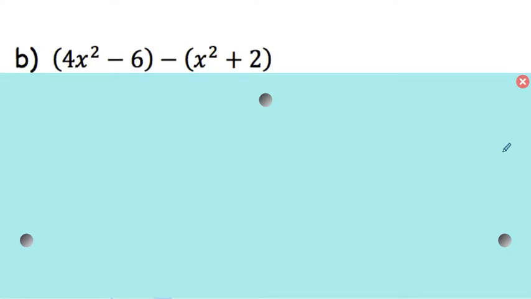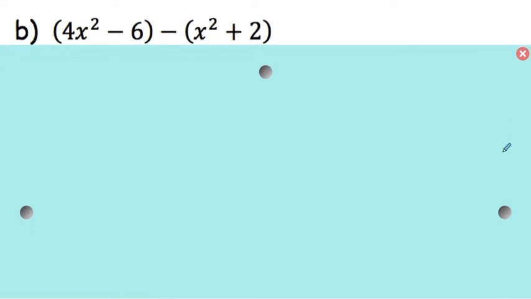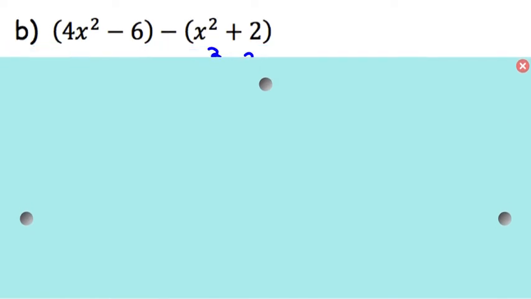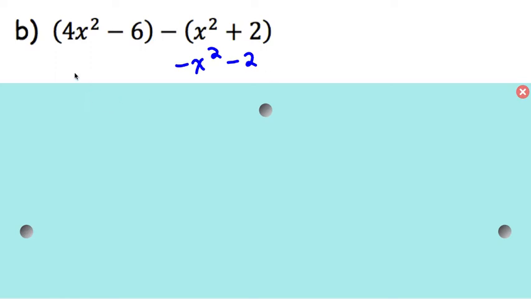Okay, so let's look at the second one here. I have this one done, so just follow along. I didn't recopy the first one. You can recopy that first one if you want to. 4x squared. The first one doesn't change. It's just the second one. So plus, and then we have that negative x squared minus 2.